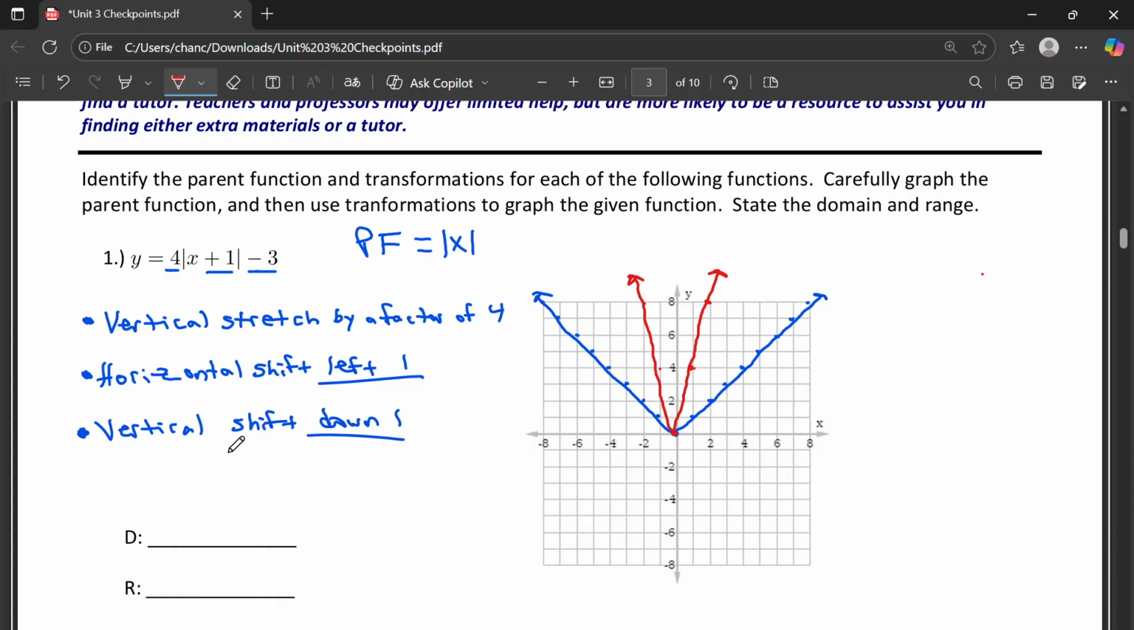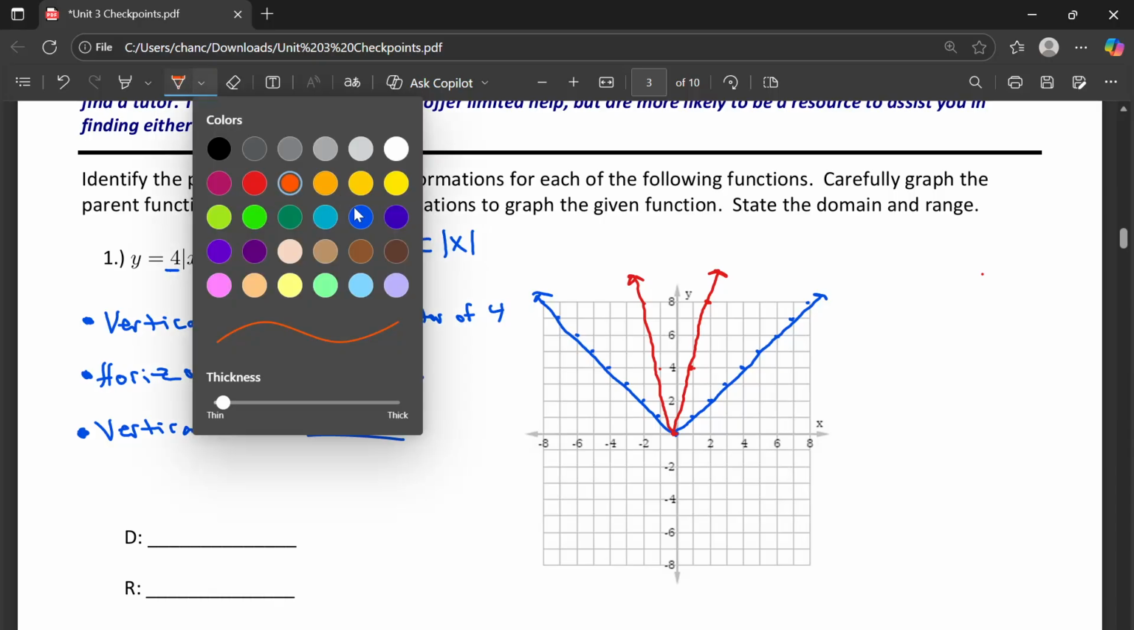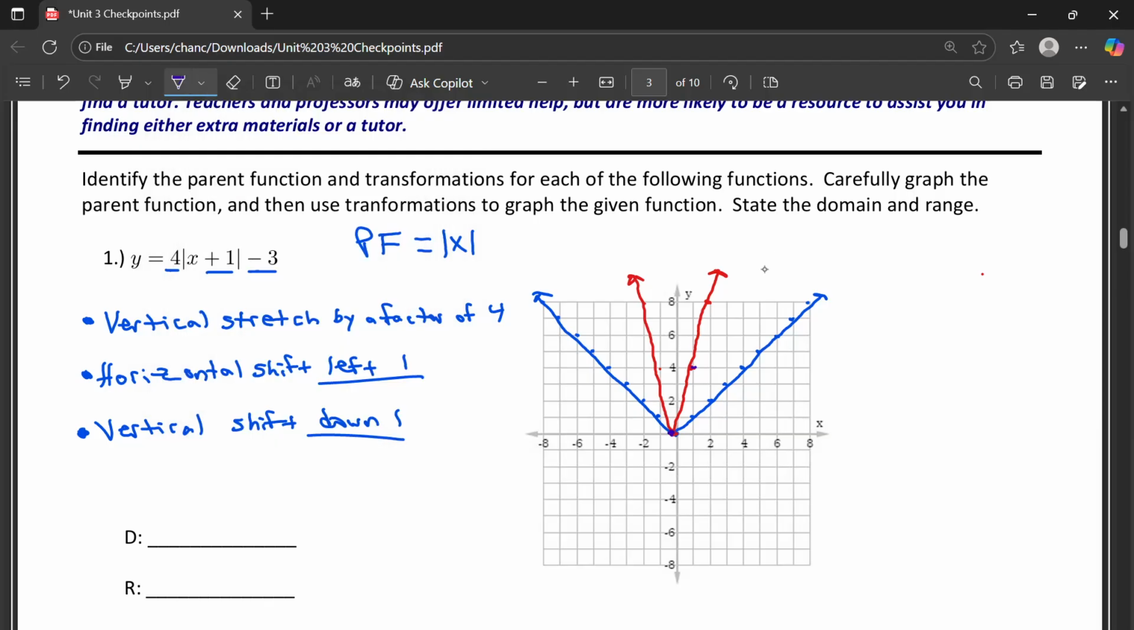Horizontal shift left 1, vertical shift down 1. So I'm going to take all of these points. I like to emphasize them a little bit better. I'll emphasize them, so like this purple point here, this purple point here, this purple point here, this purple point here, this purple point here. All of those need to be moved to the left one and also, whoops, did I say down 1? That's not right. If you caught that mistake, well done. My bad. It's down 3. That's a 3 right there. You're going left 1 and down 3. So I want to move all of those points left 1, down 3.